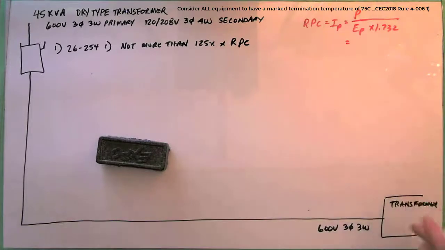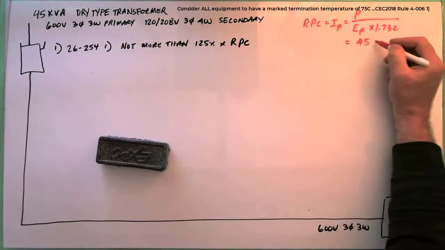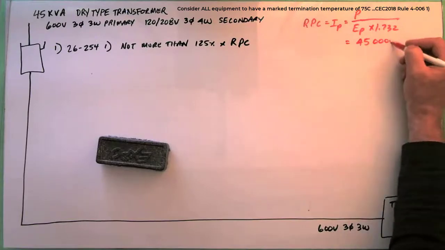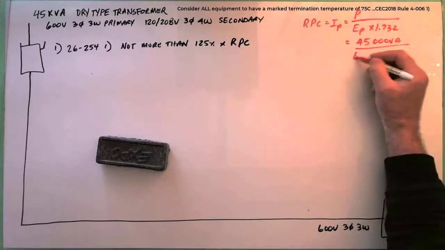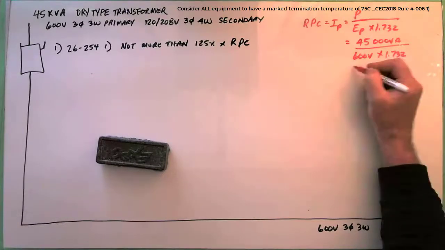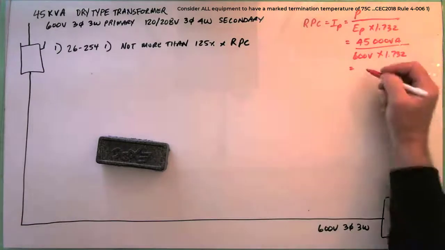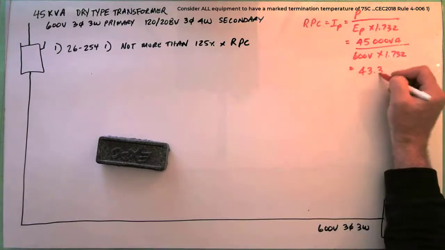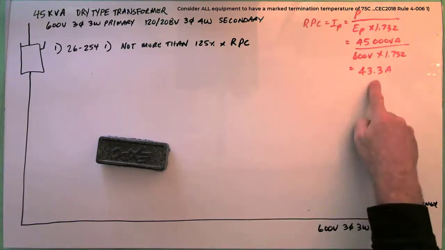What's the transformer over here? It's a 45K, right? 45 kilo, 1,000 VA. Primary voltage, 600 times 1.732. I know what I get. I get 43.3 amps. So you see that there?